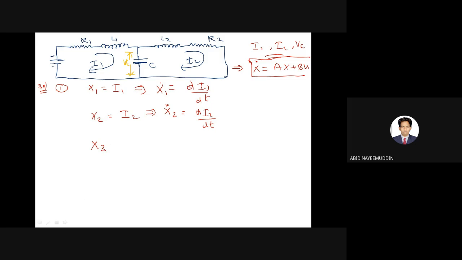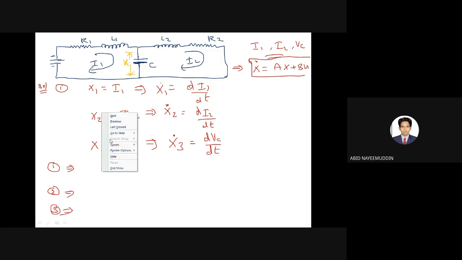So x3 is equal to Vc, which implies x3 dot is equal to dVc by dt. Okay. Now here the first equation, what can I write here? Hence you need to write the three equations, as he has asked you to assume three state variables, and now observe the question itself.